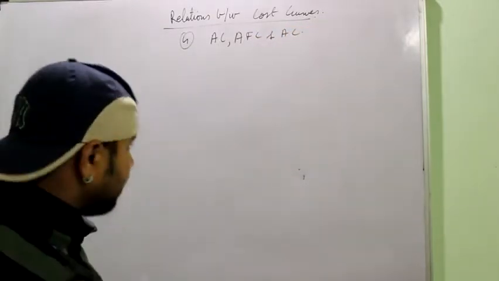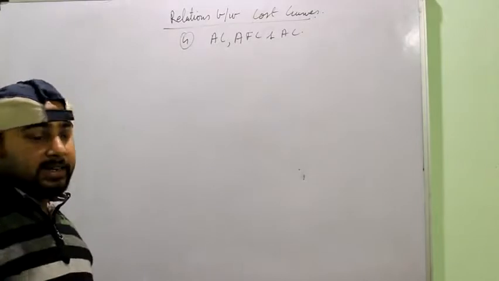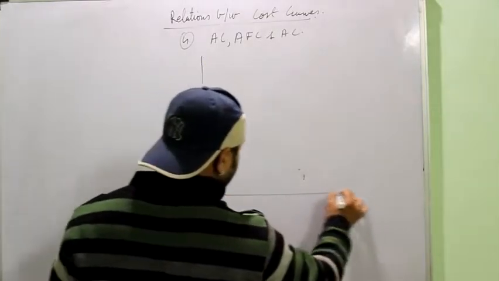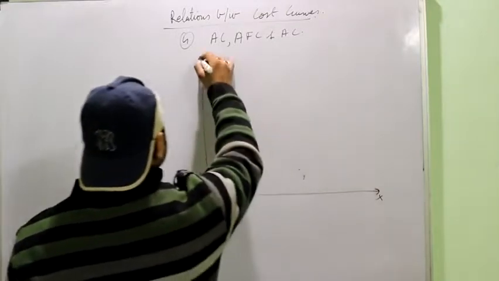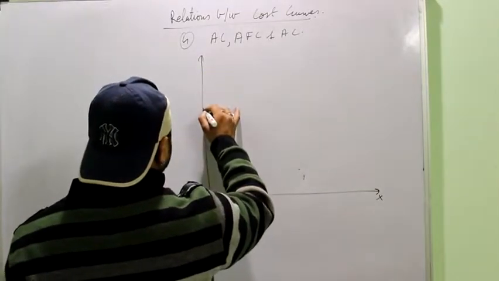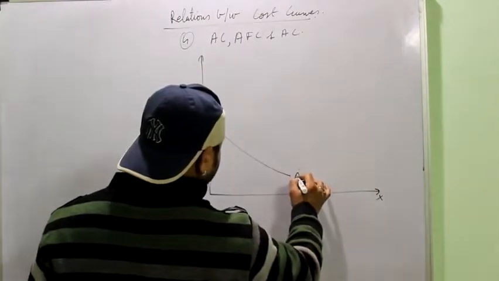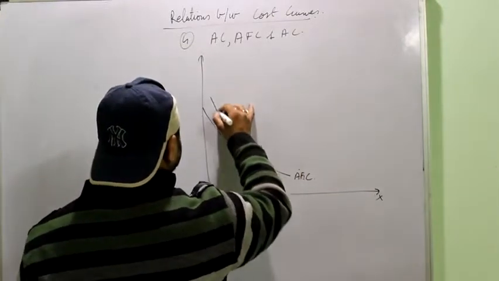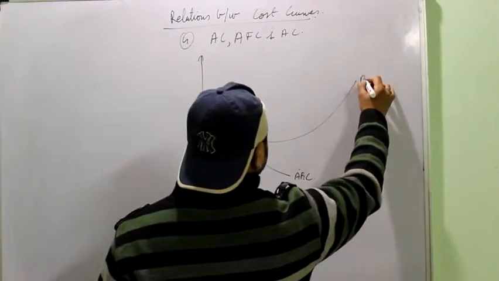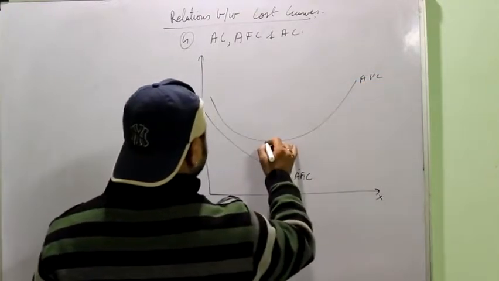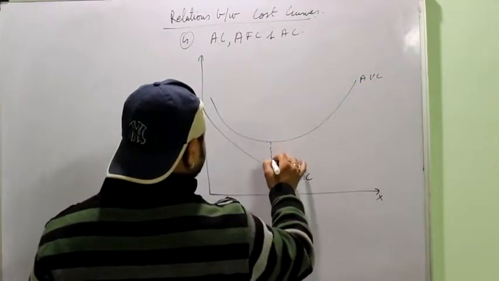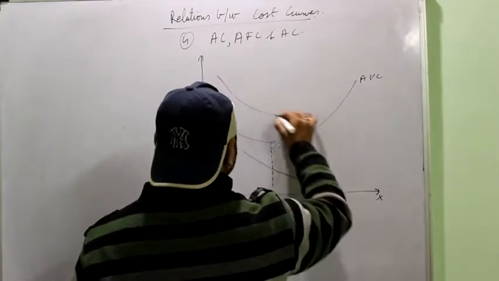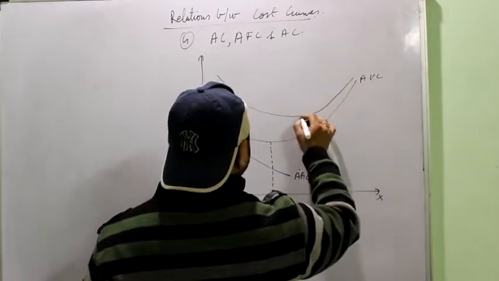One is AC, AFC and AC. Again, this one is an important relation. Slightly technical, diagram slightly technical. Pay attention to how to draw the diagram. First you mark your AFC. Then you mark your ABC. And then you mark your AC.